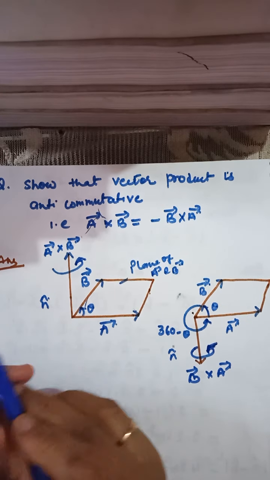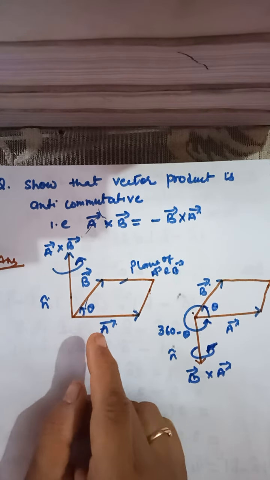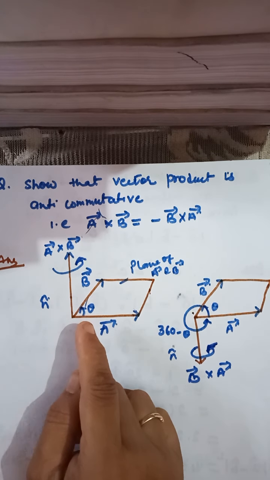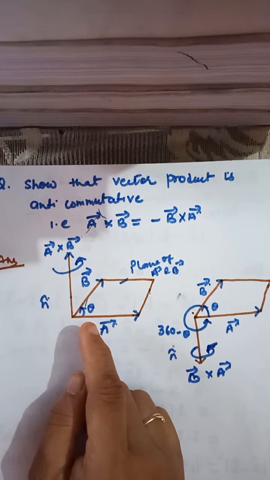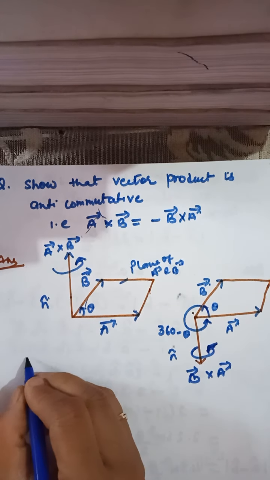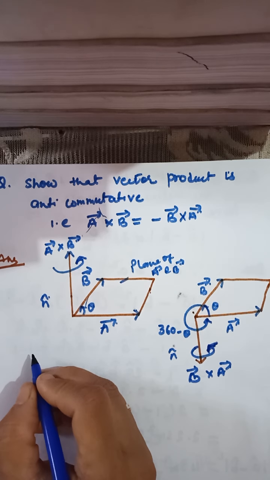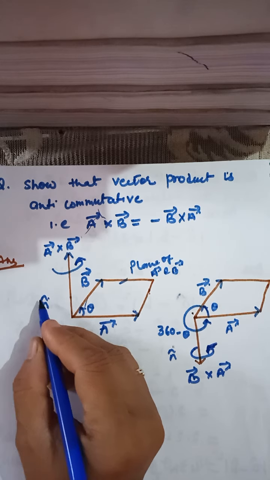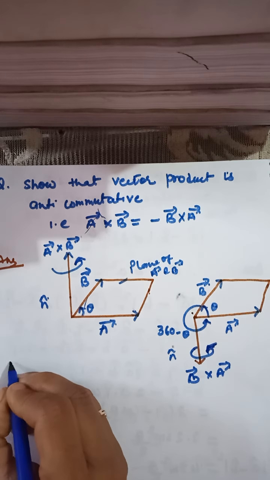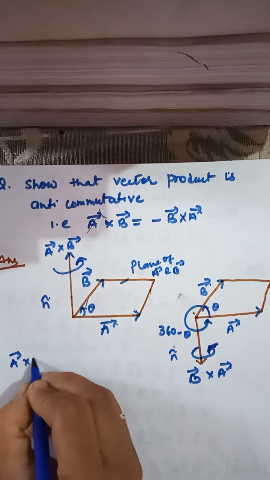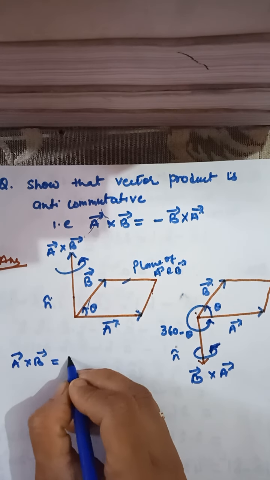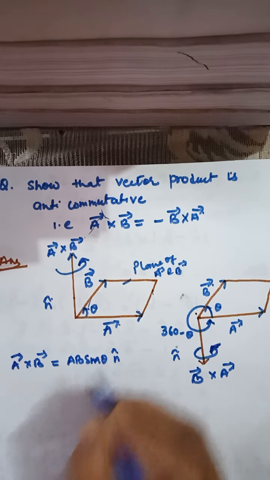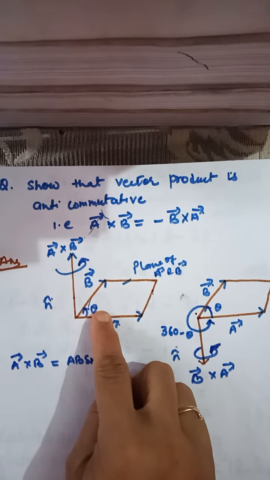So which rule are you going to apply for the direction of A cross B? You are going to apply the Maxwell corkscrew rule or the right hand thumb rule. When you take A vector cross B vector, you have to take the n cap unit vector, which gives the direction of A cross B. So A vector cross B vector can be written as AB sine theta n cap. Now see how you will get the direction.